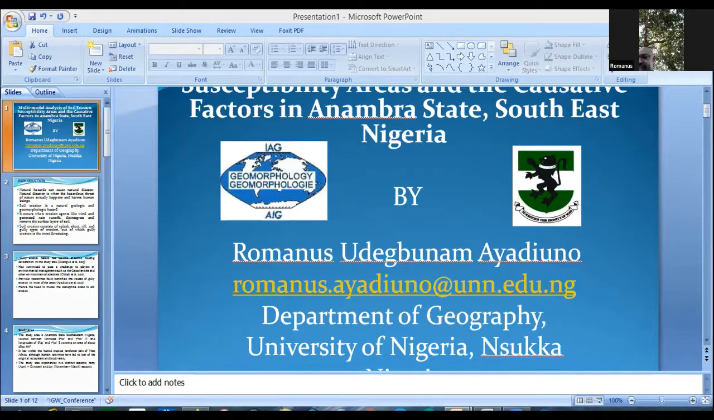Our study area is Anambra State, southeastern Nigeria, located between latitude 6 degrees and 7 degrees north, and longitude 6 degrees 45 minutes and 7 degrees 20 minutes east, covering an area of about 4,844 square kilometers.